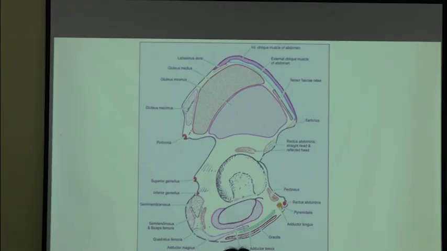Here you can see the muscle attachments. Internal oblique, external oblique and tensor fasciae latae muscles are attached. And this is the straight head of the rectus abdominis muscle, and the sartorius muscle is attached at the anterior superior iliac spine. You can see here.